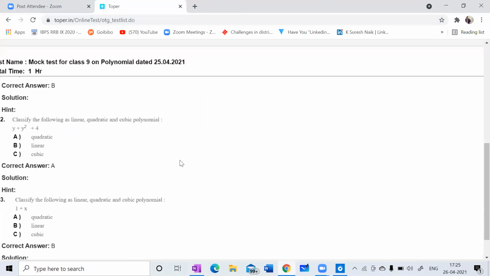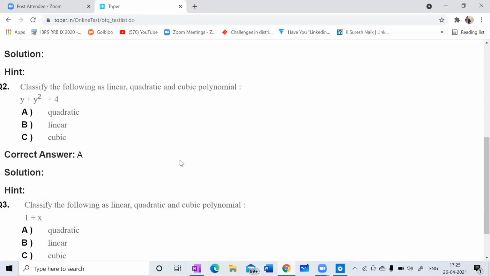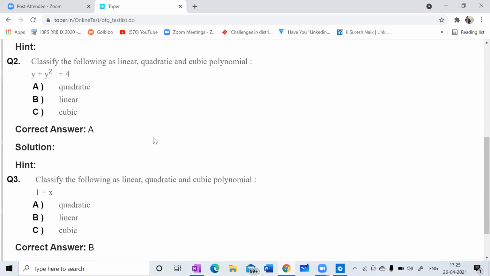Second question. Classify the following as linear, quadratic, and cubic polynomial. y square plus y plus 4. Again quadratic. Any doubt in the second question? No doubt, sir.